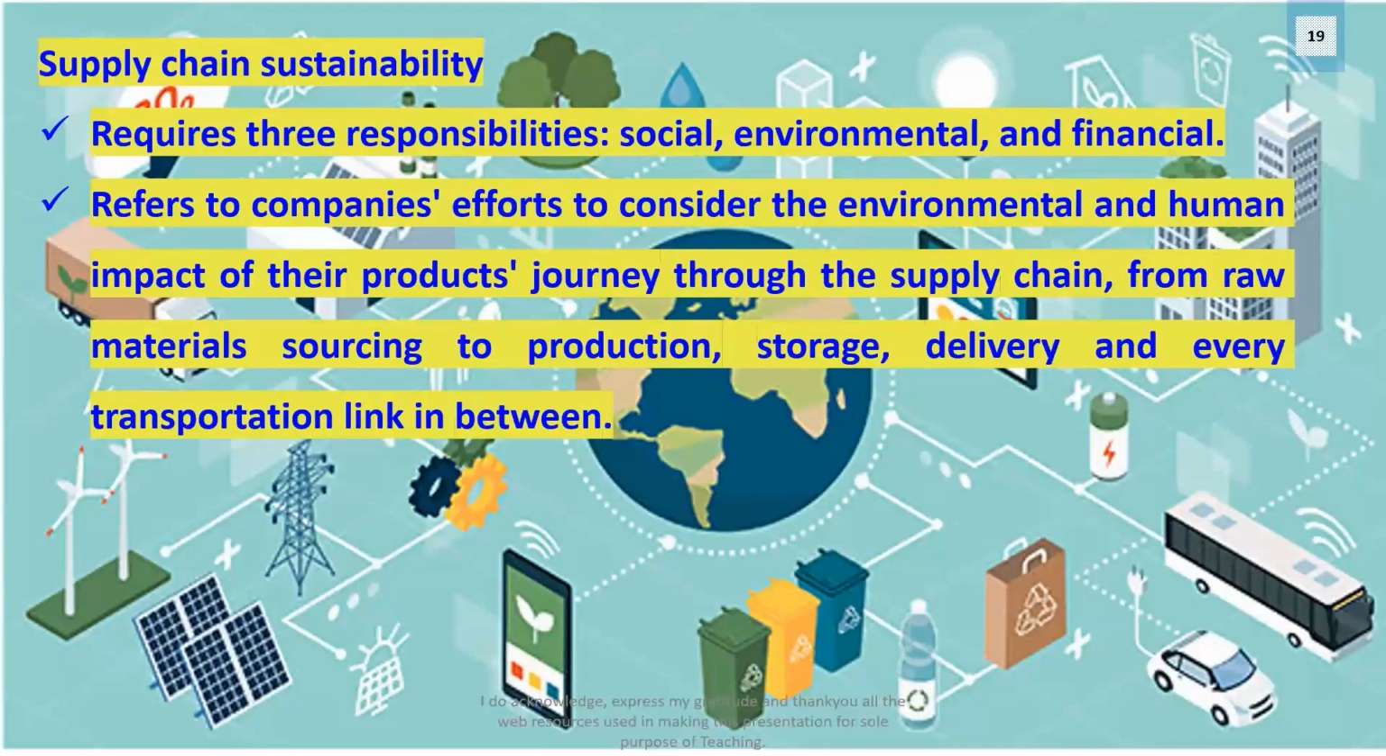In just one slide before, we were discussing supply chain sustainability. Supply chain supports sustainability of business. And that's why it requires some responsibilities to carry on. And what are those responsibilities? Social responsibilities, environmental responsibilities, and financial responsibilities. And companies' efforts to consider the environmental and human impact of their product journey through the supply chain, from raw material sourcing to production, storage, delivery, and every transport link in between.